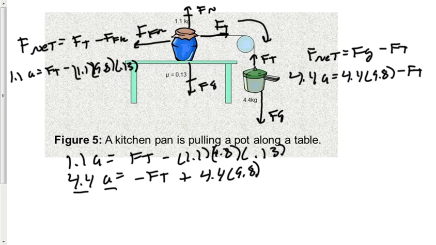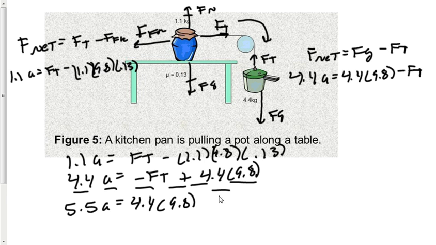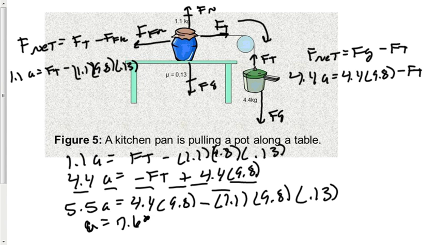Now we add these equations together. I'm going to drop this down. This would then be 5.5A, and those two force tension terms will cross off there. So then I have 4.4 times 9.8, and then minus 1.1 times 9.8 times 0.13. And of course, grouping like terms together and doing some algebra, the acceleration is going to come out to be 7.6 meters per second squared.